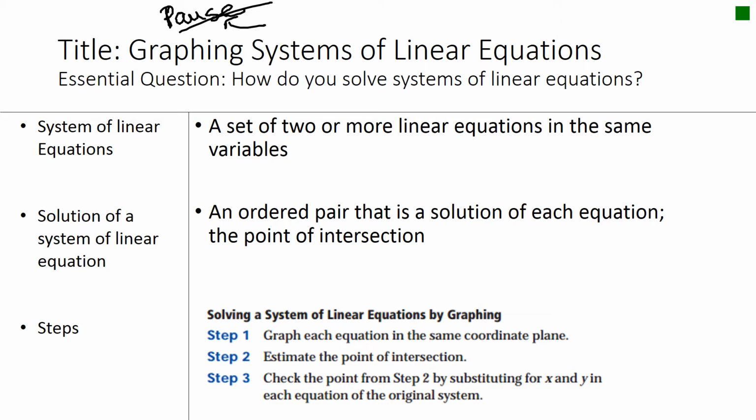Thank you for pausing. Okay, in class, remember we learned that a system is two or more equations, and the solution to the system is the point at which these are intersecting. So the point at which they cross. Right here, intersection. That's the solution. The 3 steps for graphing are: we're going to graph first, then we're going to estimate the point at which they do cross, and then we're going to check by substituting in. Let's go over that in an example.